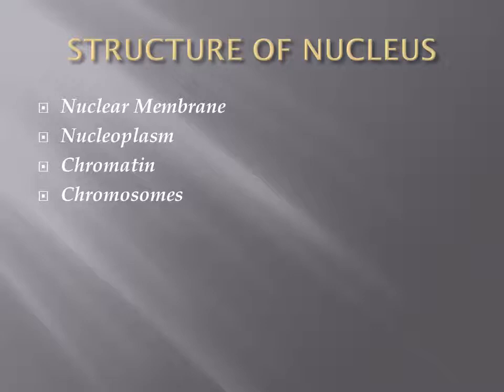All the dividing cells of the body except reproductive cells contain 23 pairs of chromosomes. Each pair consists of one chromosome inherited from mother and one from father. The cells with 23 pairs of chromosomes are called diploid cells. The reproductive cells called gametes or sex cells contain only 23 single chromosomes. These cells are called haploid cells.